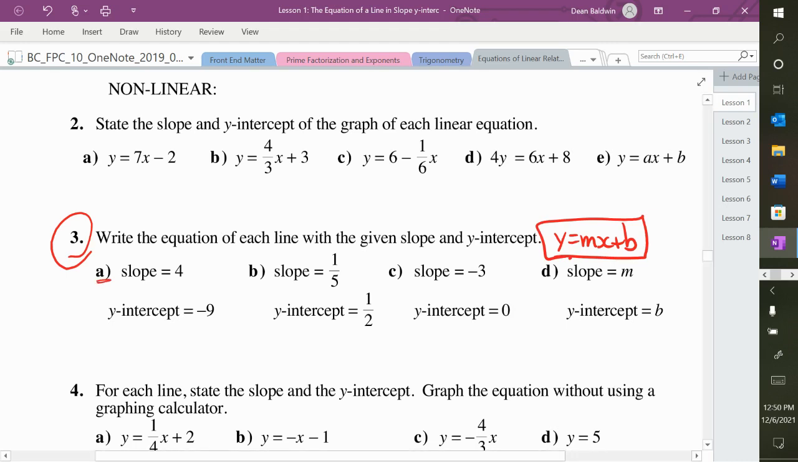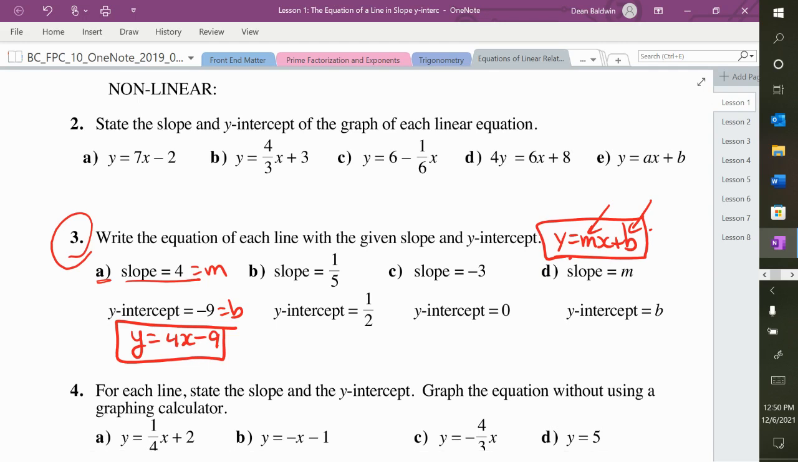Write the equation of each line. So, my slope is 4. That's m. My y-intercept is -9. That's b. So the equation of a line with a slope of 4 and a y-intercept of -9 is y = 4x minus 9. You just plug it in for m and b. That's it. Is that okay? m represents your slope. b represents the y-intercept.